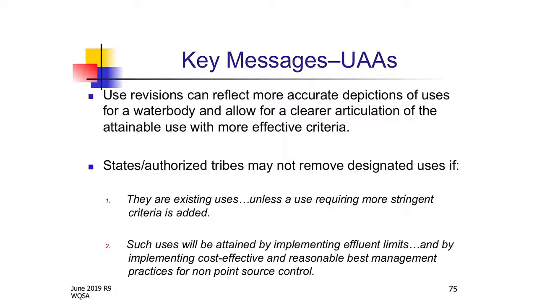To sum up the key messages for UAAs. Use revisions can reflect more accurate depictions of uses for a water body and allow for a clearer articulation of the attainable use with more effective criteria. States and authorized tribes may not remove a designated use if, 1, they are existing uses, or 2, such uses will be attained by technology-based limits or reasonable best management practices for nonpoint source control.